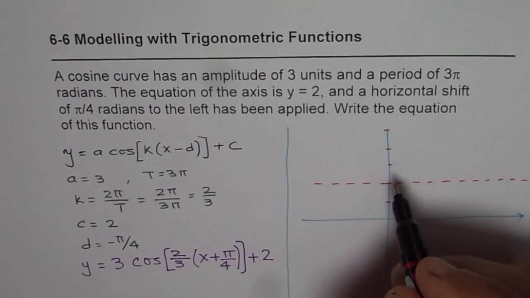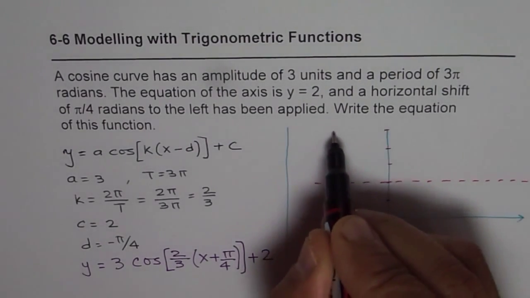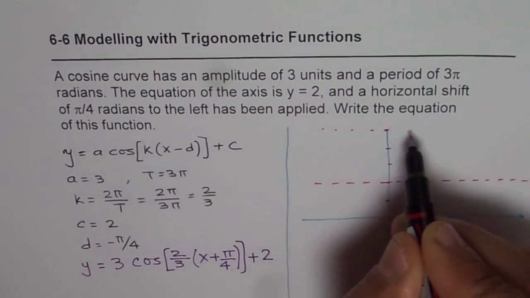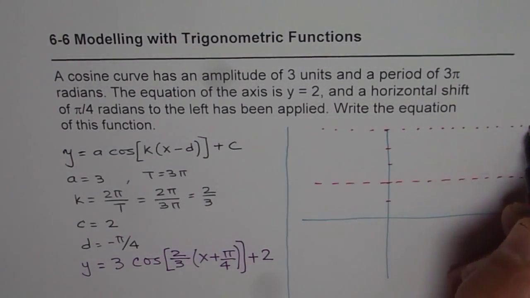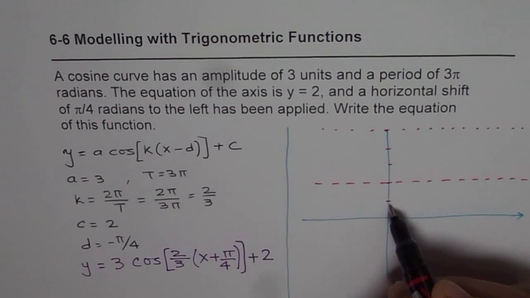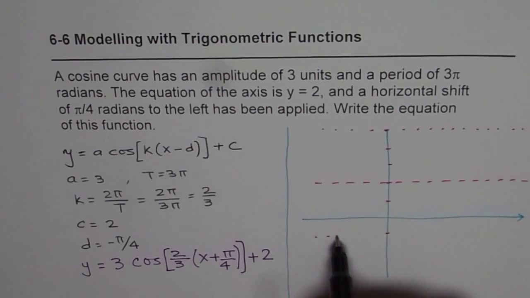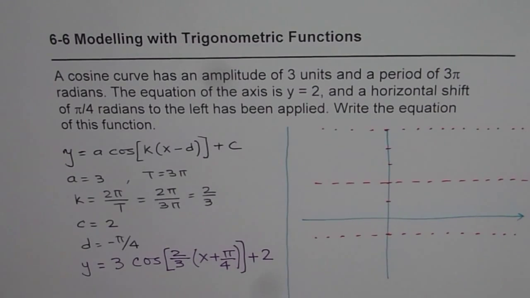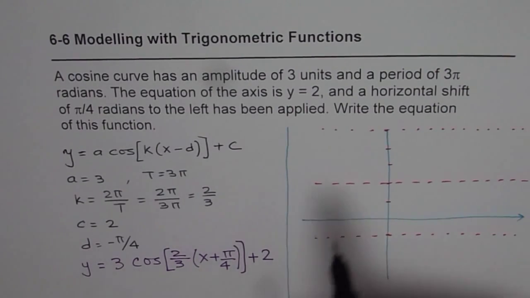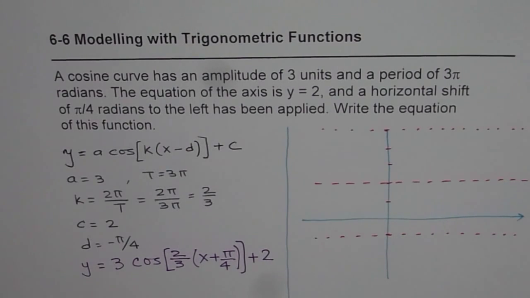Amplitude is 3. That means the maximum will go 3 units above this, 1, 2, 3. So small dotted spots, the maximum will be somewhere here and the minimum will be 3 units down. So this is minus 1 for us. Now it's a cosine function. A cosine function will always start from the top, correct?